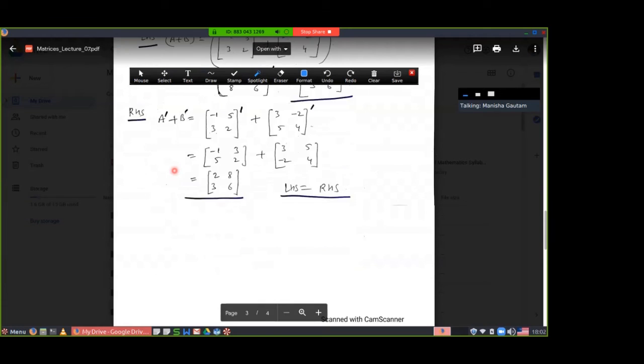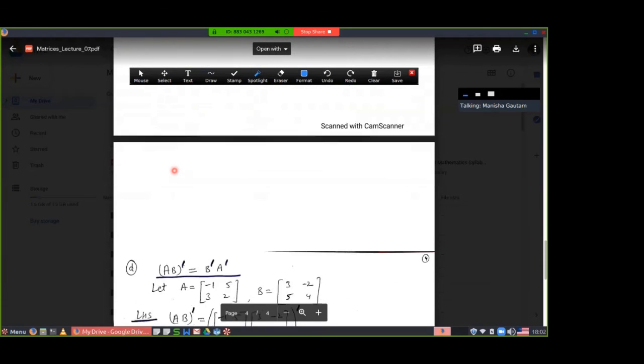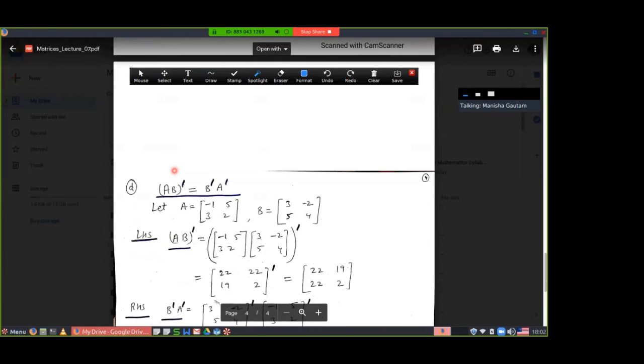Now come to the D property. What does the property say? AB whole transpose equal to B transpose into A transpose. Remember here carefully, B comes first, A after the B. B transpose comes first, then A transpose. Now what do you have to calculate? From the left hand side, first of all, you have to multiply A and B matrices. Take matrix A and B and multiply them.